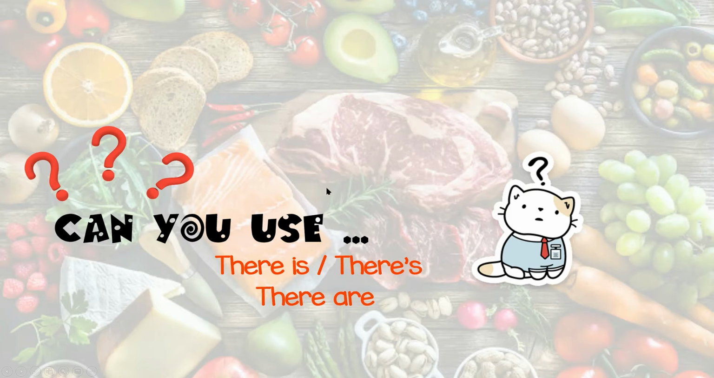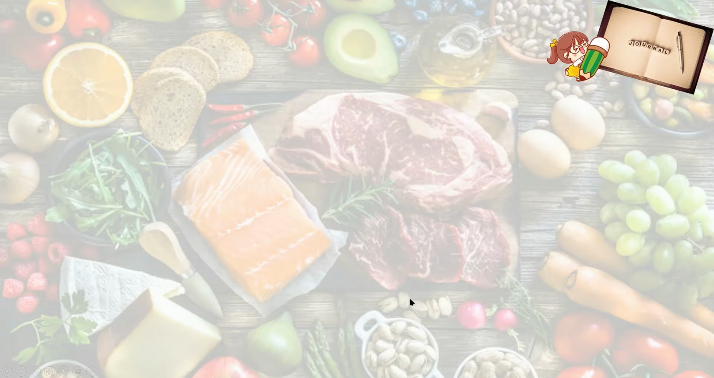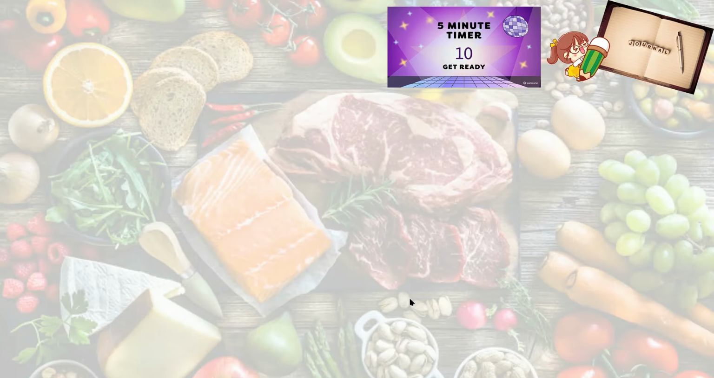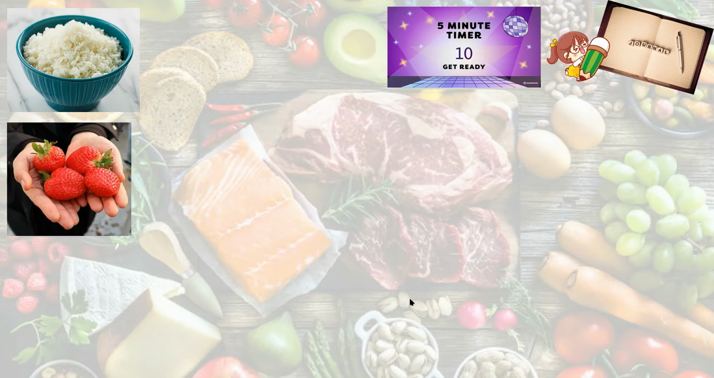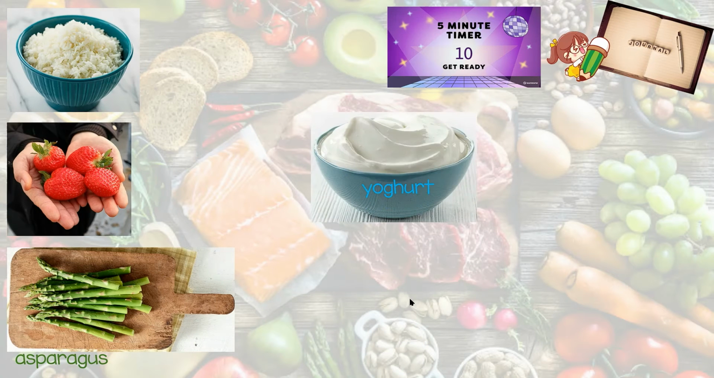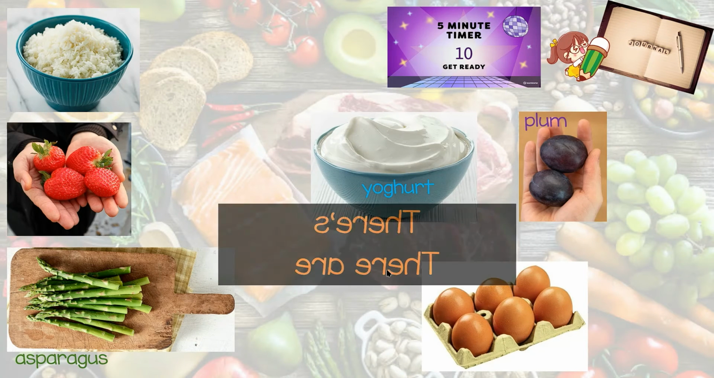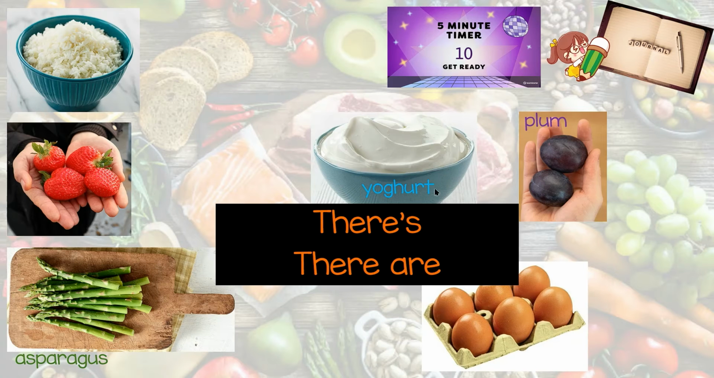Let's see if you really understand how to use there's and there are. So take out your journal. You'll be writing your sentences in it. You will be given 5 minutes. Here are the pictures. We have rice, strawberries, asparagus, yogurt, eggs, and plum. Write your sentences using there's or there are. Remember, we use there's for singular and uncountable nouns. There are is used for plural nouns only. Alright, are you done?